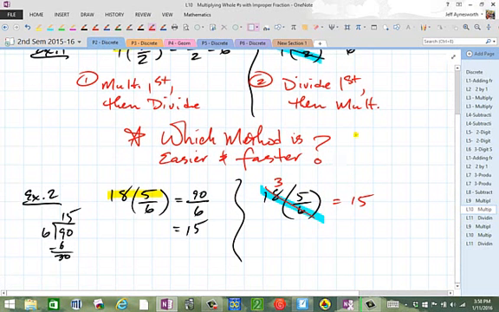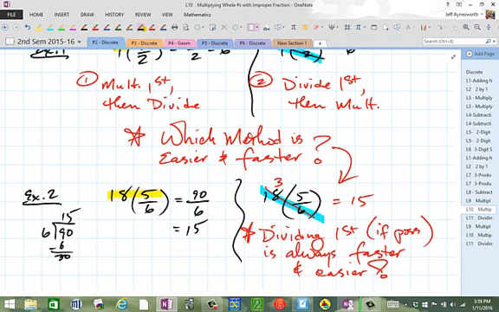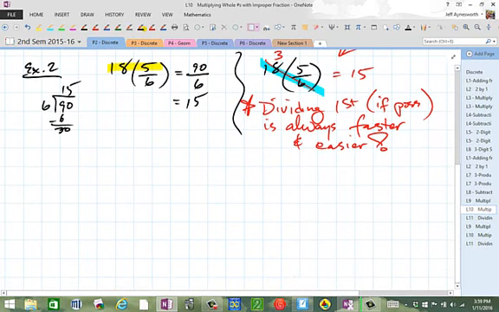And I'm going to say it's this right here. Dividing first, if possible, is always faster and easier. So you got to remember that. So let's go ahead and go through a couple more examples here, and let's practice dividing first, then multiplying as our faster and easier method.